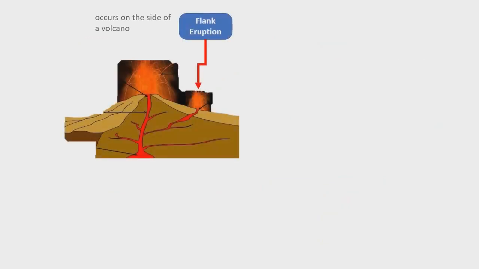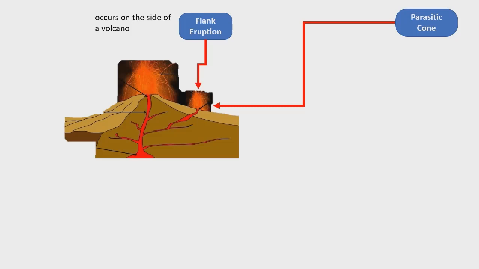Flank eruption. Flank eruption occurs on the side of a volcano, an eruption that is not caused by the main vent, although it is just part of the magma that flows into another channel inside a volcano chamber. Sometimes a flank eruption creates a very small cone, and this very small cone is called a parasitic cone, a volcanic vent that is not part of the main vent.